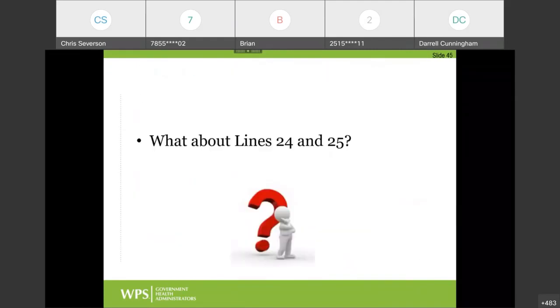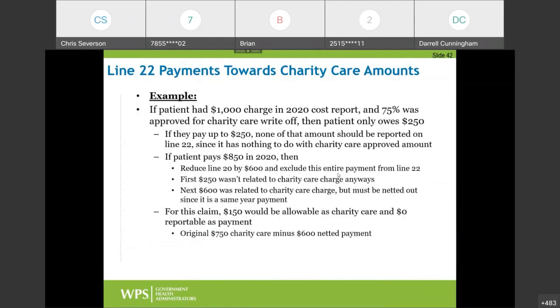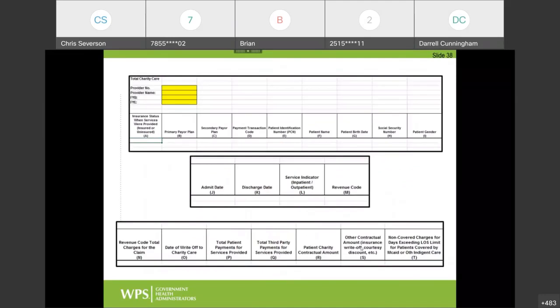And the other one is going to be, it's an odd name, and it's right in the middle. I'm not sure why that was put there. Where'd it go? Oh, this is the payment, I'm sorry. This one, it's the patient charity contractual amount. Really, I think that would have made more sense to be at the end because that's ultimately the number we want. That's going to be the one that goes on S-10 line 20.